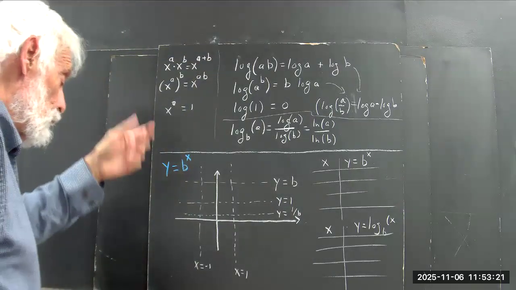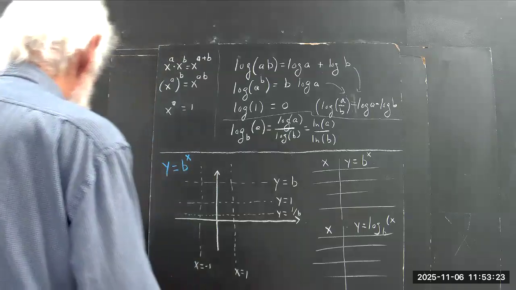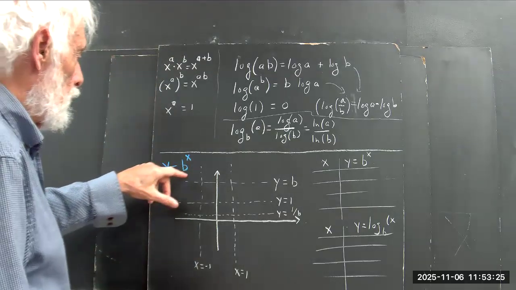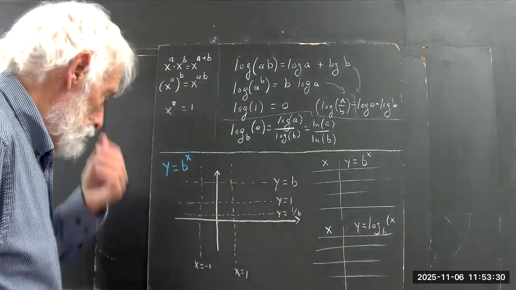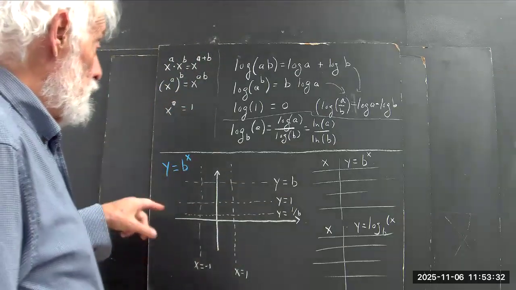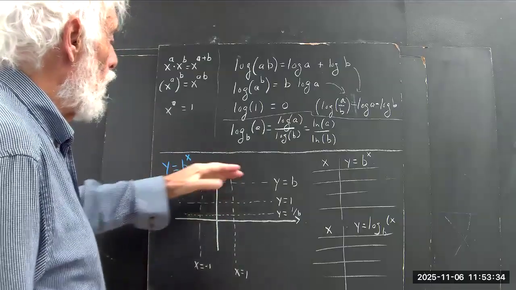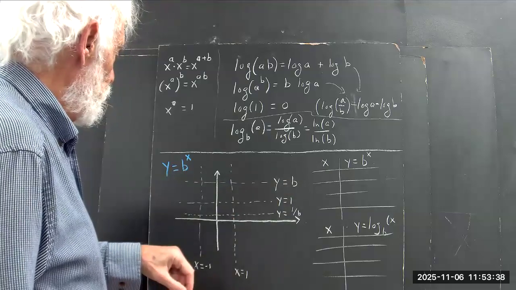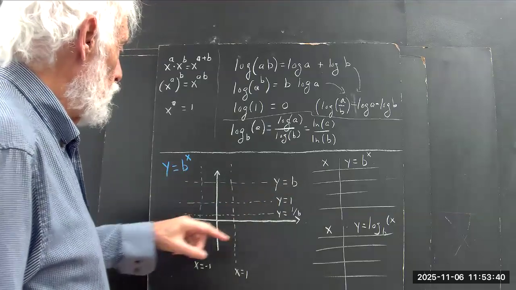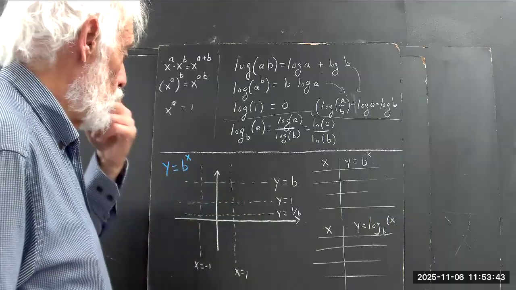Okay, now what do we mean by the log? Just to review that real quickly. We've got y equals b to the x. I've already lined off a few y values on the graph. We have the line y equals b, and then the line y equals 1, and then the line y equals 1 over b.